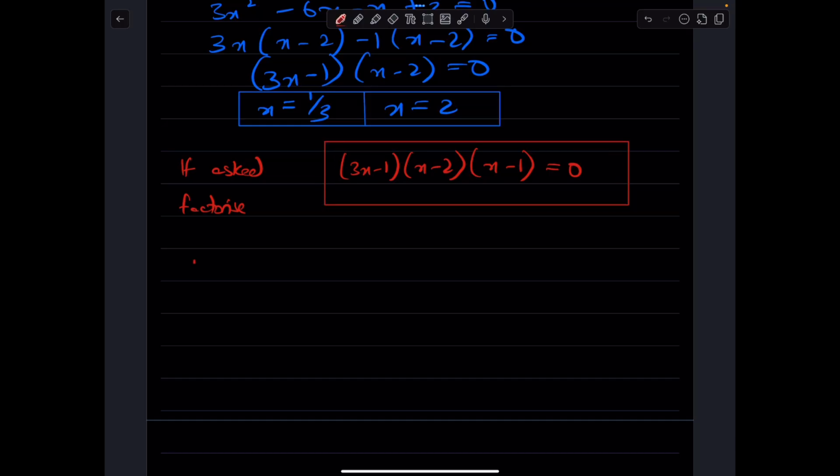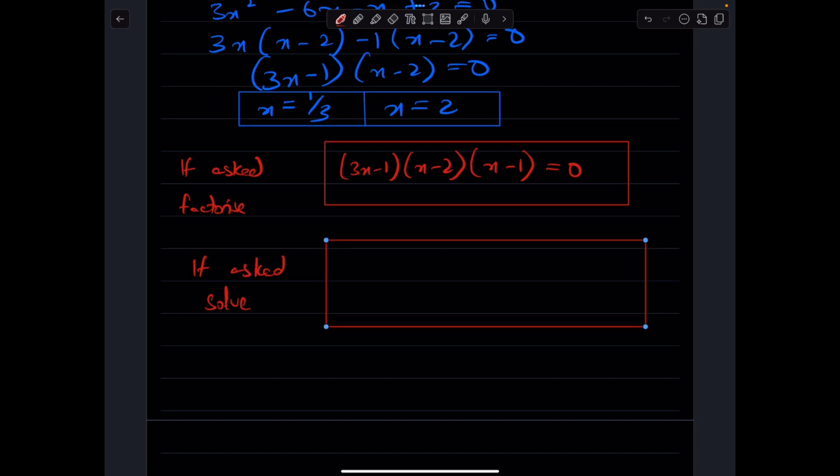And then if asked to solve, which we usually are, we will simply leave our answer like this. x equals 2, x equals 1 over 3, and x equals 1.